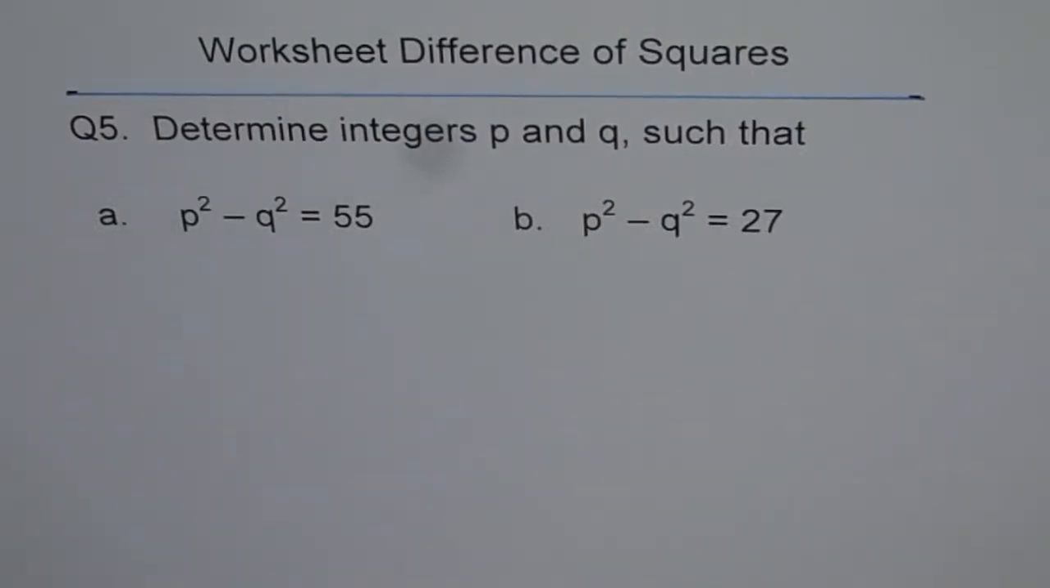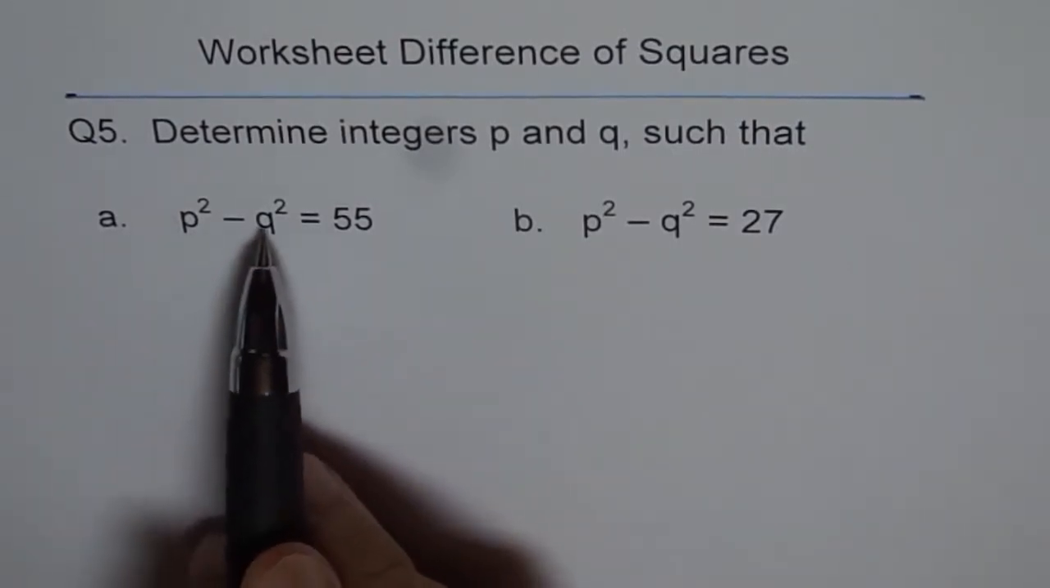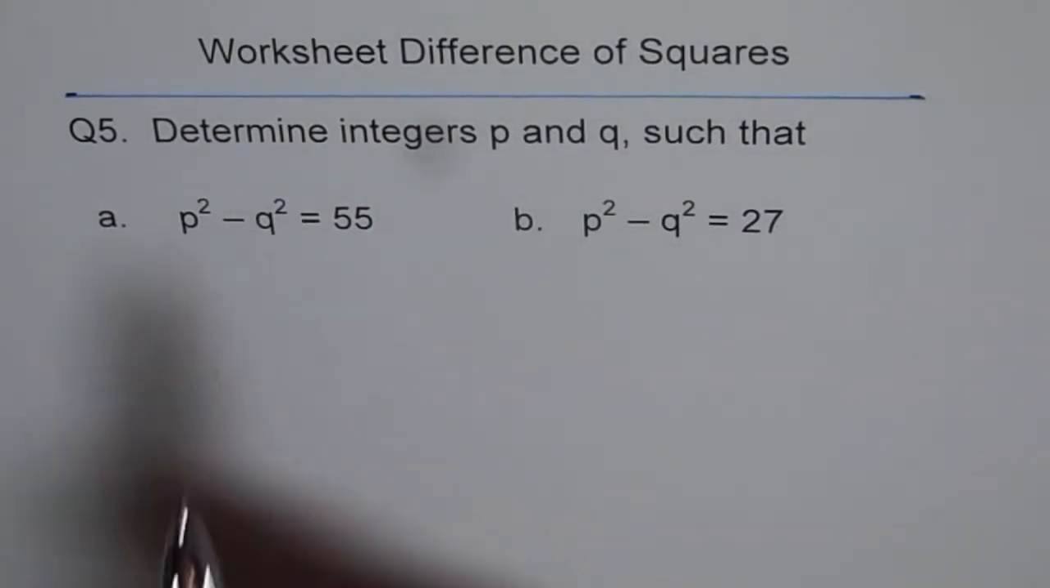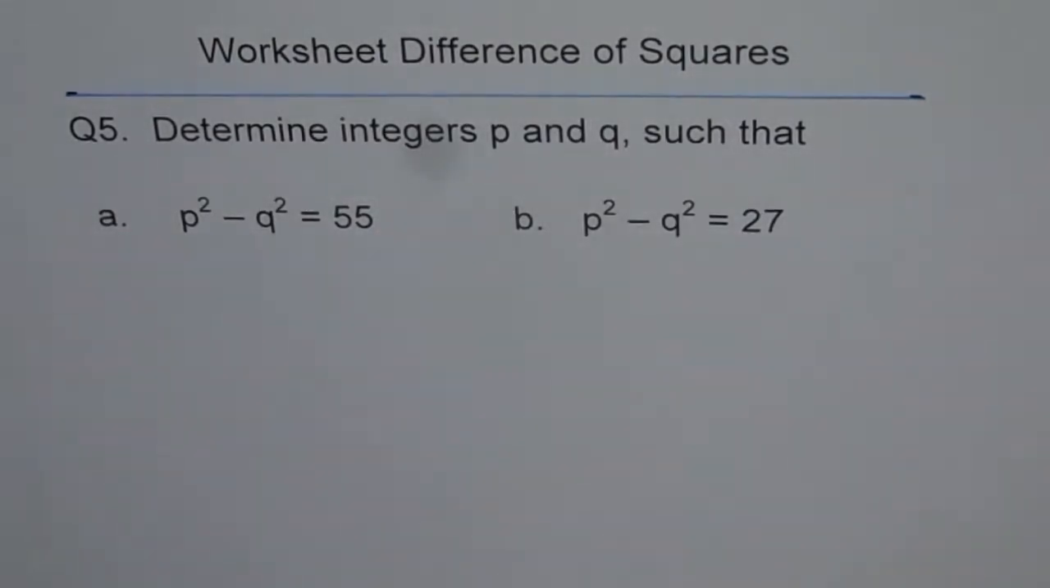Worksheet difference of squares, question 5. Determine integers p and q such that p square minus q square equals 55. That is question 1. And the other part of this question is p square minus q square equals 27. So that is the kind of question we are trying to do here. It's a very interesting question. Sometimes it is asked as a thinking and communication problem.